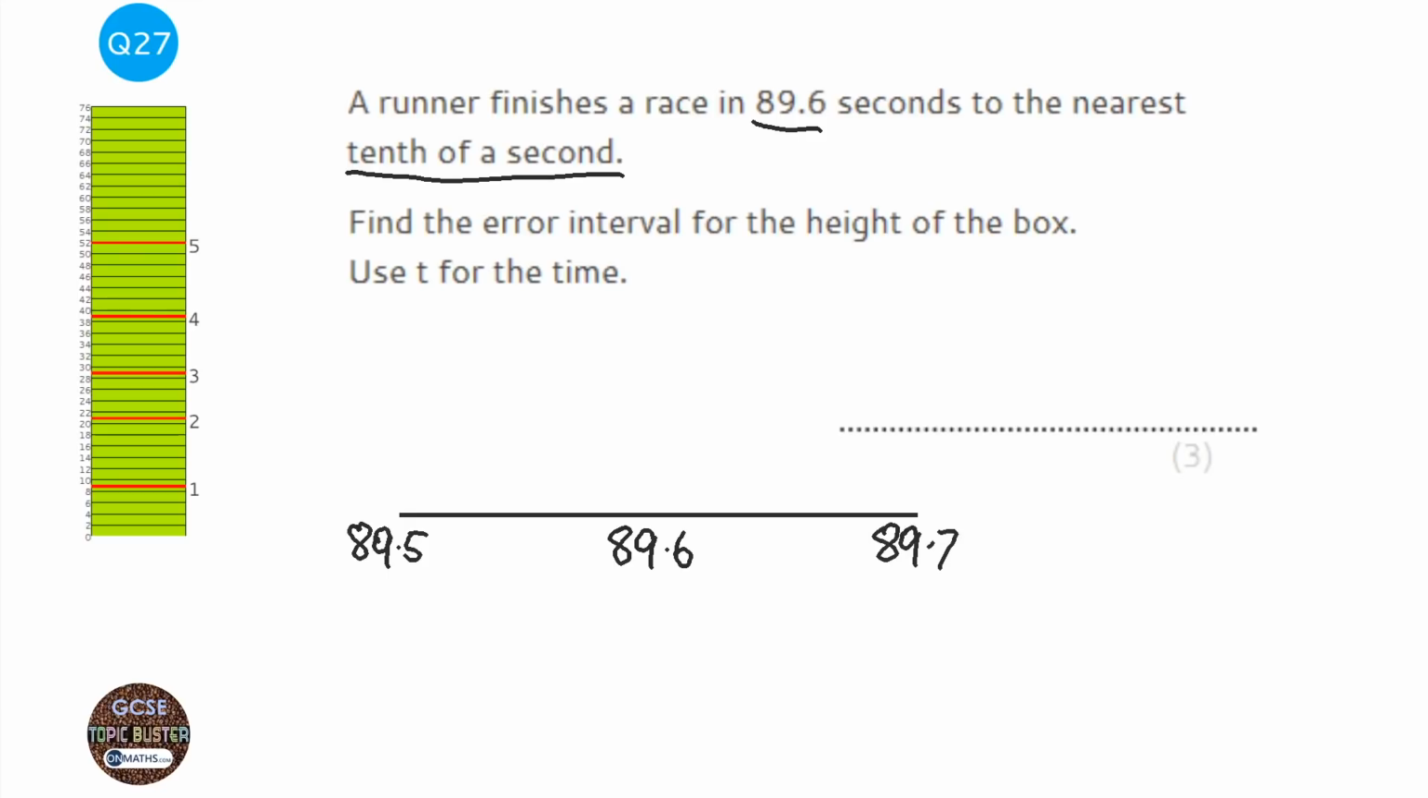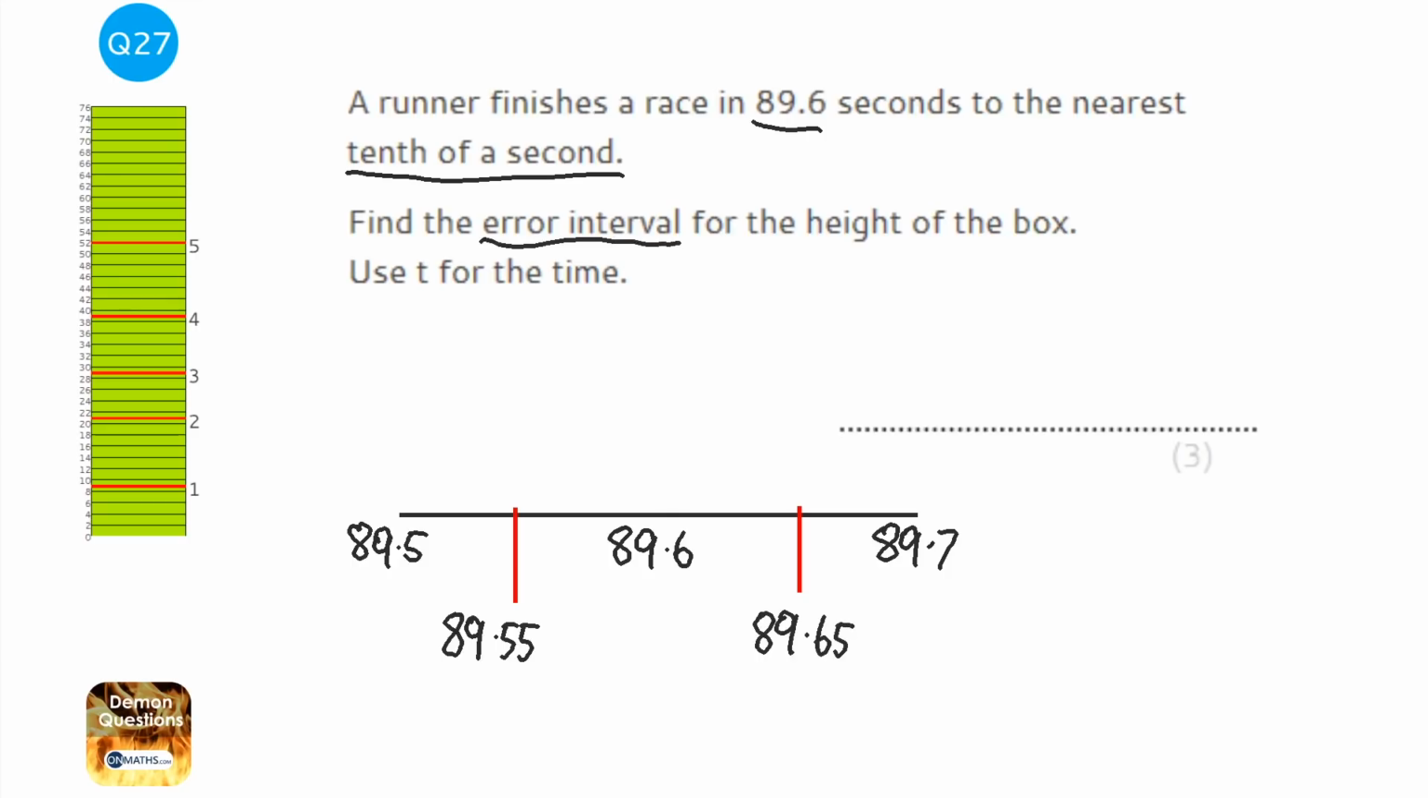89.7. Now to find the bounds, we just find the halfway points. And this left hand one will be the lower bound, the right hand one will be the upper bound. So that's going to be 89.55 and 89.65. Now it says it wants it as an error interval and use t for the time.